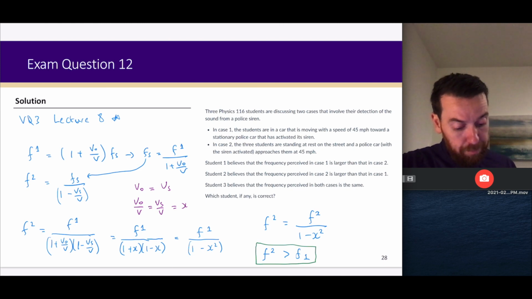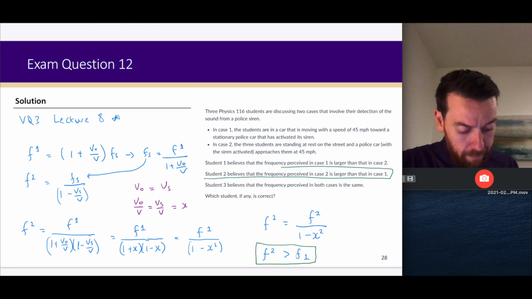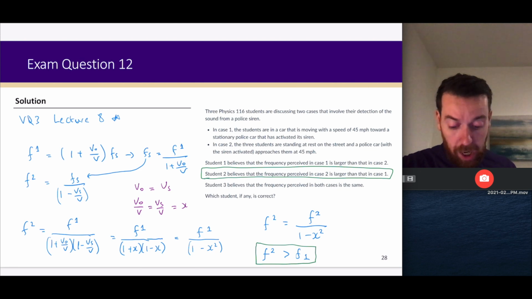So I think maybe I kept the cases the same and switched what the students believed. The student who believes that the frequency in case 2, in which the police car is moving towards the stationary students, is the one in which the students will perceive a higher frequency. So in this particular question, it's student 2. Okay, so a challenging question.